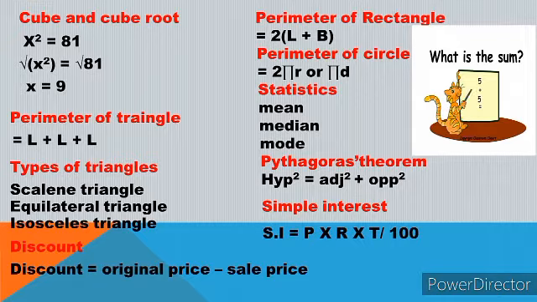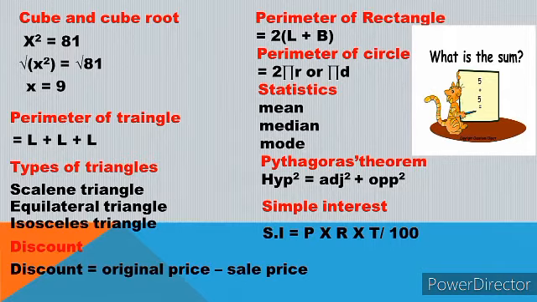Now perimeter of rectangles, the formula is 2 bracket length plus breadth, because all around the shape we have 2 lengths and 2 breadths in a rectangle. While perimeter of circle is equal to 2 pi r or pi d. Remember that the line dividing a circle into 2 equal parts is the diameter. Half of the diameter is the radius. In a question, when you are given the radius and told to look for the perimeter of a circle, you use 2 pi r. But if you are given the diameter, you use pi d.